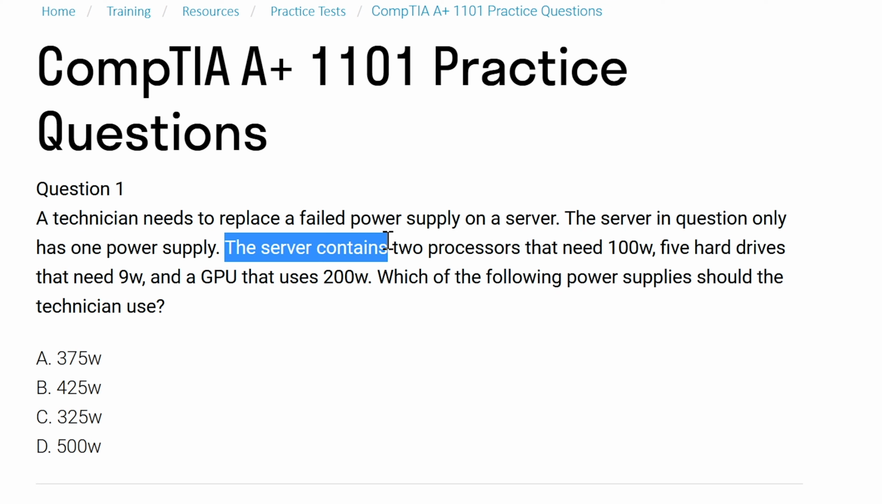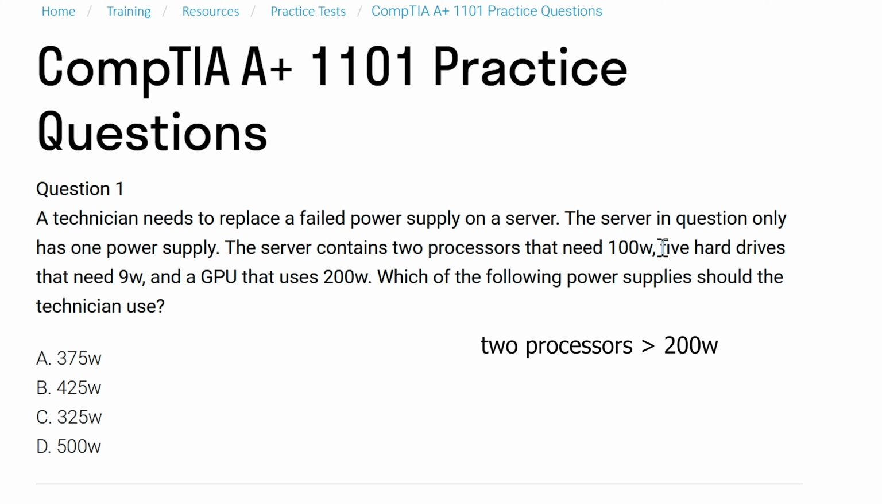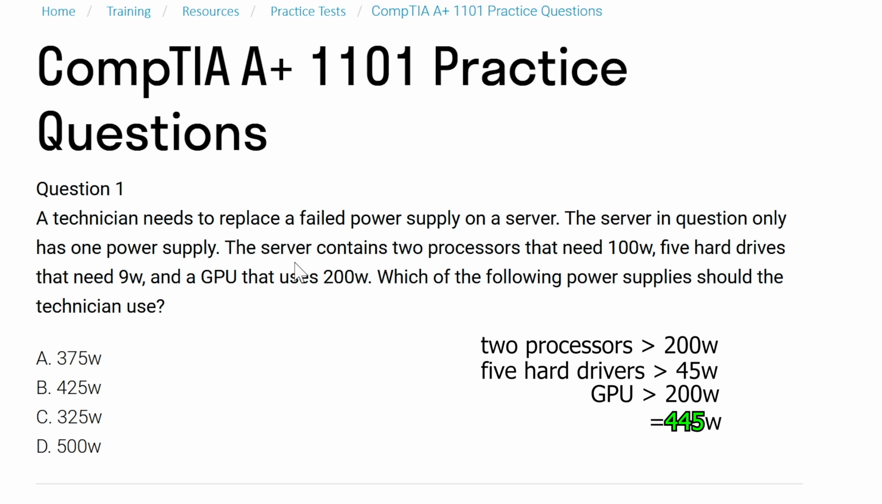Let's go to it again. We're just going to do some simple math. The server contains two processors that need 100 watts. So for this, we're just going to say 2 times 100 is 200, right? So let's keep that in mind. So far we got 200 watts that we need minimum. 5 hard drives that need 9 watts. So 5 times 9 is 45. Added to the 200, that's 245. And then we got a GPU that uses 200 watts. Then we're going to add that to our 245, which is 445. So we need a power supply that has a minimum of 445 watts of maximum power that it can provide.